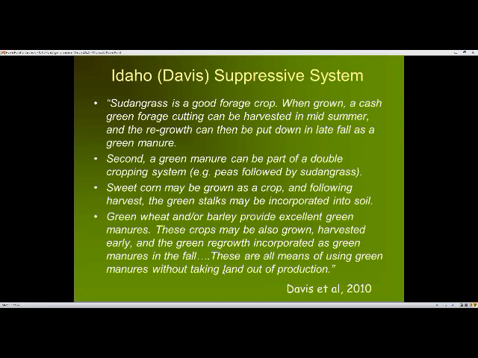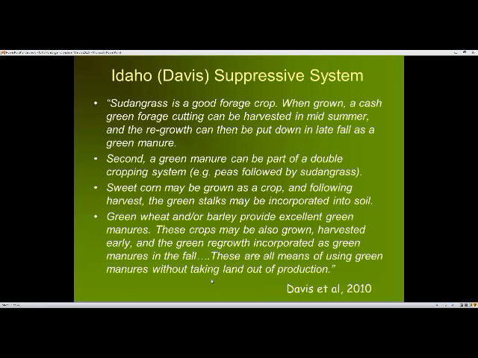Taking into consideration all of the things that the Davis group learned, they basically described a way to take that learning and experience and design an economically viable and suppressive rotational system in Idaho. These are direct quotes taken out of his 2010 paper. He says Sudan grass is a good forage crop, so you could potentially cut it as a forage in the summer and let it regrow, which would then improve the root system of the Sudan grass, as we discussed before, and then incorporate it later.